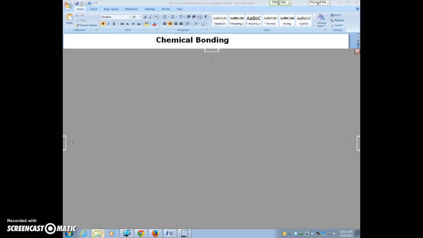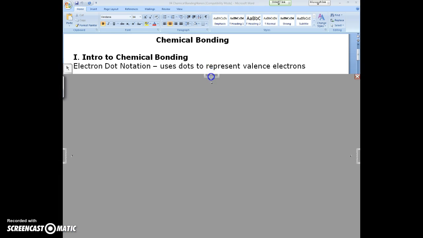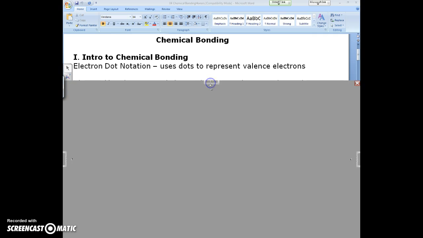We also have to learn a few of our notations. Chemists are notoriously lazy, and this here is no exception. So we have to learn about electron dot notation. Since those valence electrons are the ones that determine how an element acts or reacts, those are the important electrons to look at in an atom. And the way we do electron dot notation is it uses dots to represent those valence electrons only.